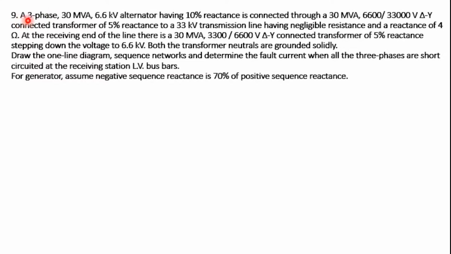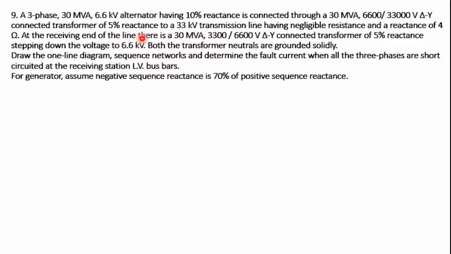Let us consider the numerical. A 3-phase 30 MVA 6.6 kV alternator having 10% reactance is connected through a transformer, a 30 MVA 6600 volt to 33,000 volt delta to star connected transformer having a reactance of 5%, to a 33 kV transmission line with negligible resistance and a reactance of 4 ohm.